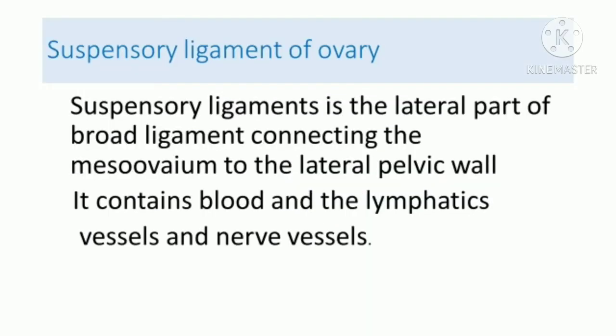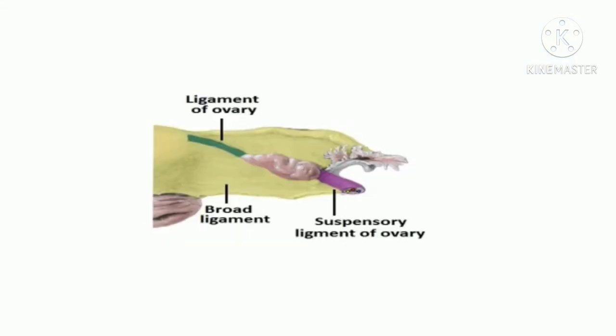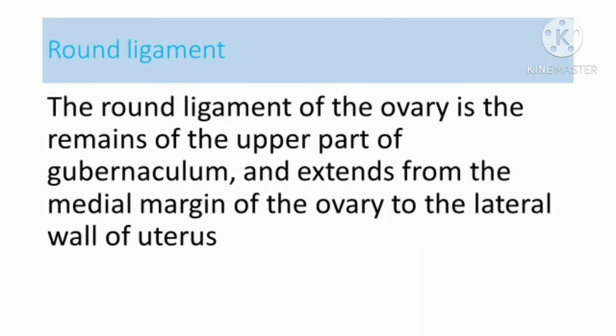Suspensory ligament of ovary. Suspensory ligament is the lateral part of the broad ligament, connecting the mesovarium to the lateral pelvic wall. It contains blood and lymphatic vessels and nerves. Diagram: ligament of ovary, broad ligament, suspensory ligament of ovary, round ligament.